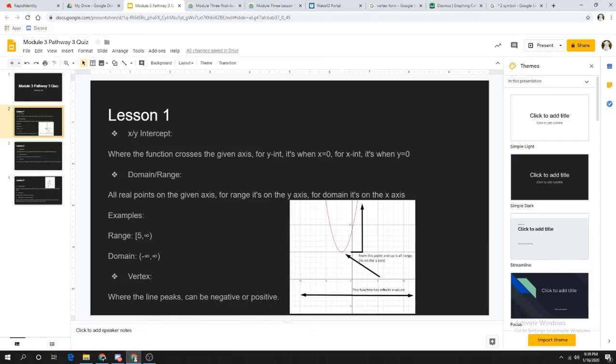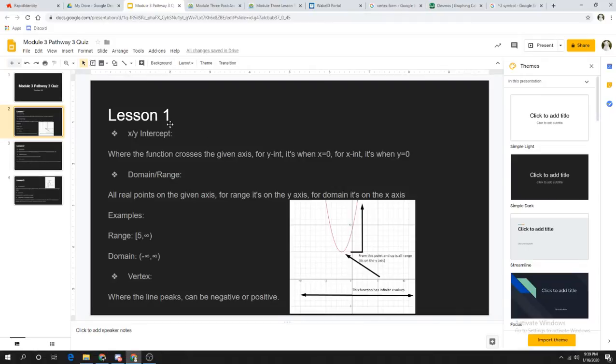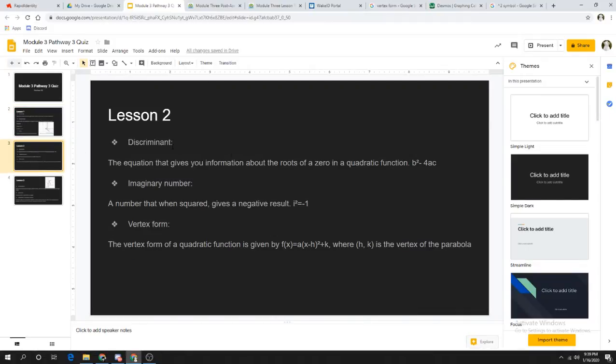Okay. So vertex, where the line peaks. But I made this little visual here and some examples of domain and range. For this, using a screenshot tool that I have on my computer, I can just go like this, and I can draw all over it. It's pretty great.